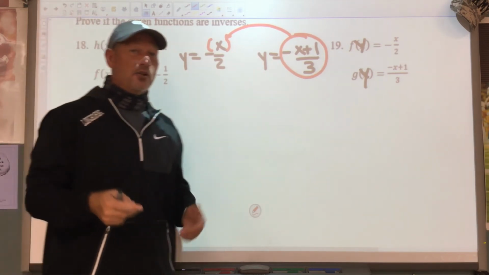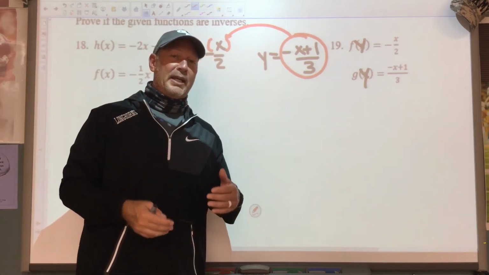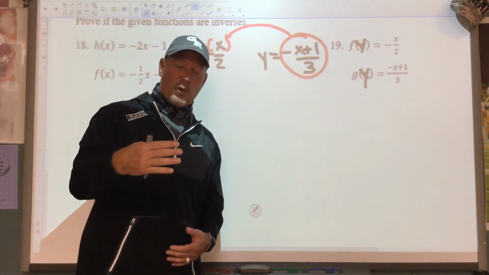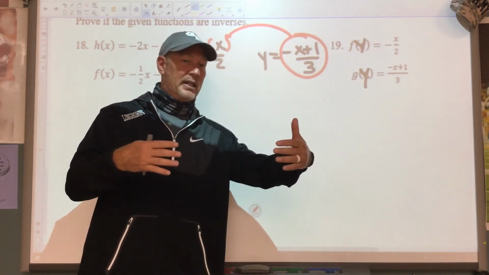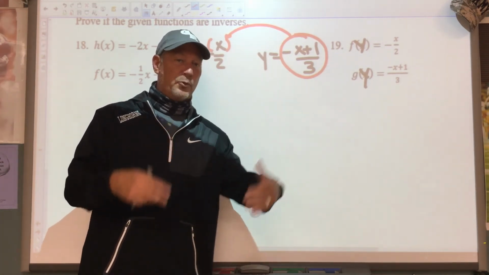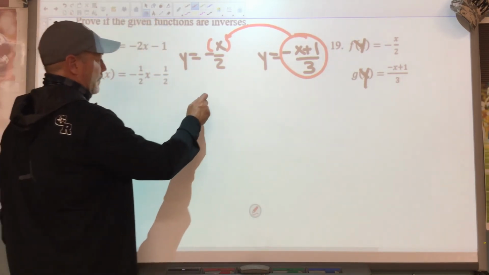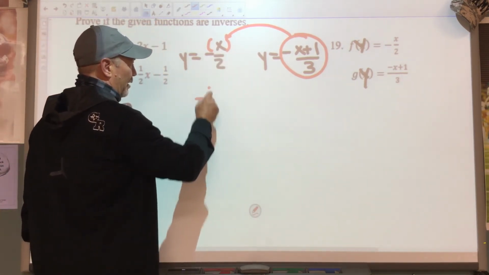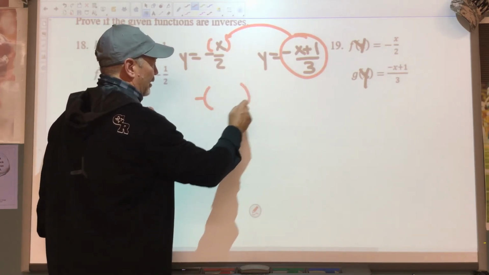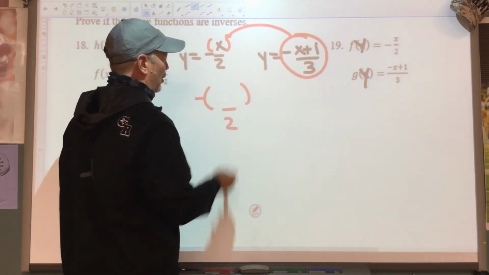Remember now, when you're trying to prove inverses, you're going to hope you get it down all the way to where it's x on one side and x on the other. Anything else, we're going to put a no. But if that happens, we're going to say, yes, they are inverses. So we're going to do this. We're going to say the opposite of somebody divided by 2. So we're going to put all that in there.